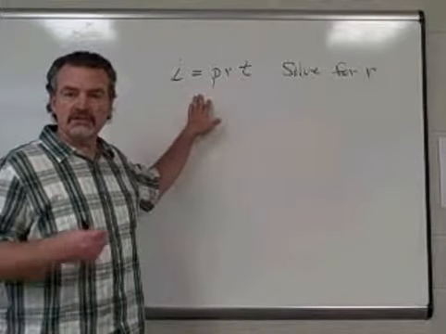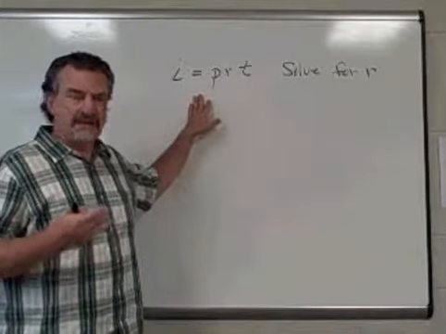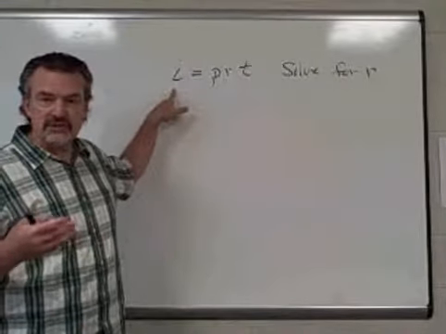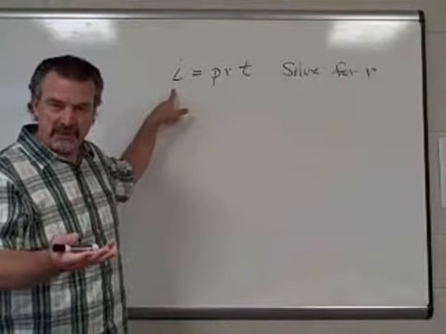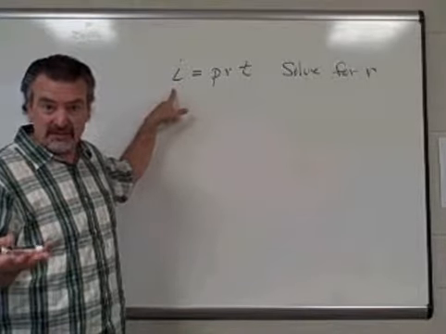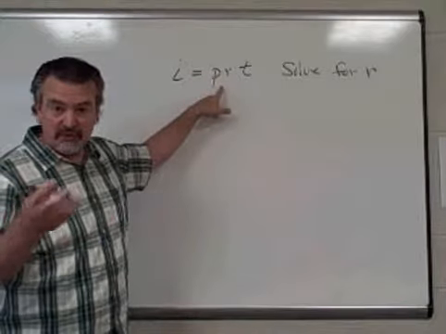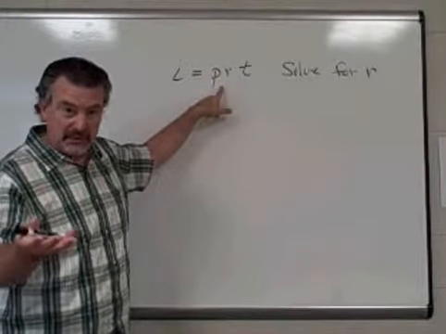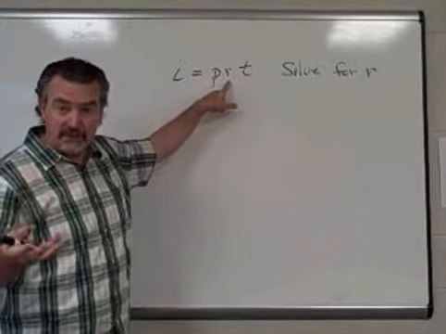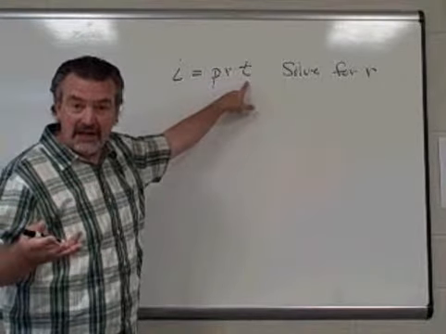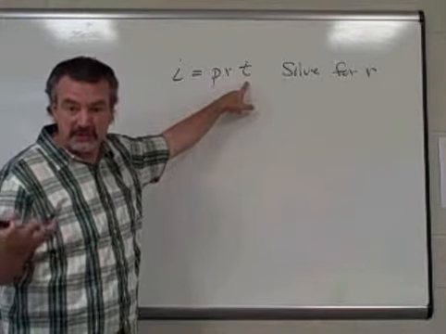Here's a formula that shows up in business. This is the formula for simple interest. The interest that you receive when you invest money, say in a savings account at the bank, is equal to the principal, that's the amount of money you originally put in, multiplied by the interest rate, expressed as a decimal, multiplied by the time in which you invested that money, typically in years.